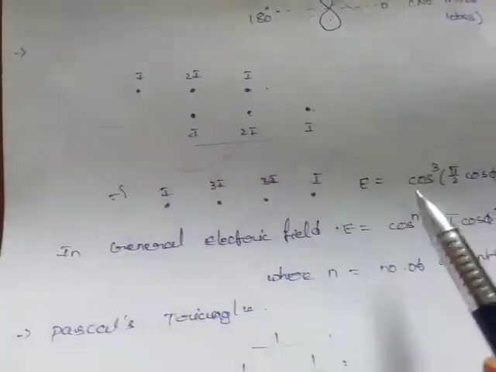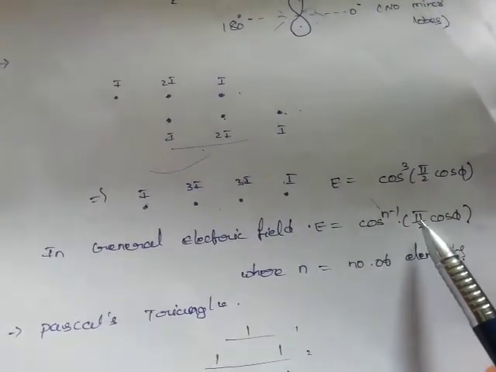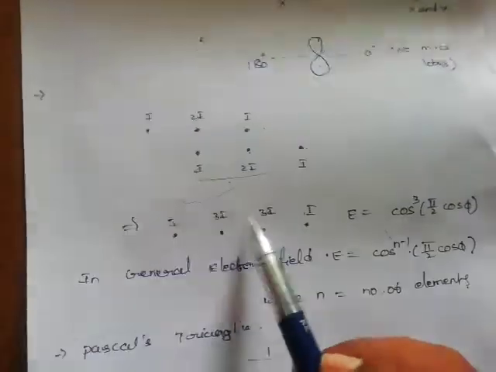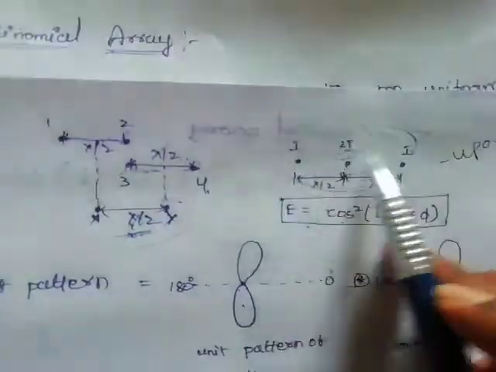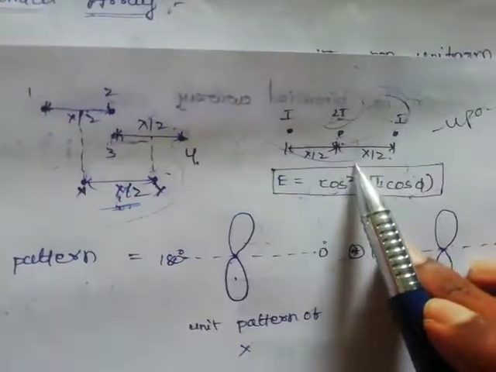In general, the electric field is cos to the power n minus 1 of pi by 2 cos phi, where n is the number of elements. Here the number of elements is 1, 2, 3, 4, so if you apply 4 minus 1, cos cube. Here the number of elements is 1, 2, 3, and cos power n minus 1 means 3 minus 1, cos square. So that is the general case here.